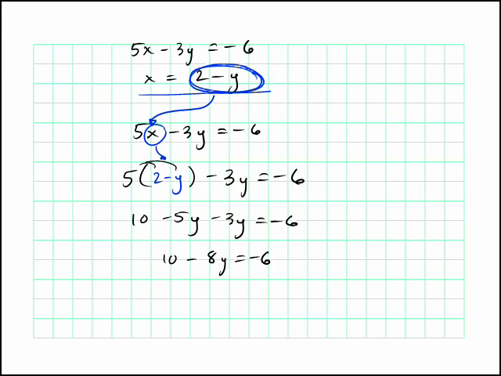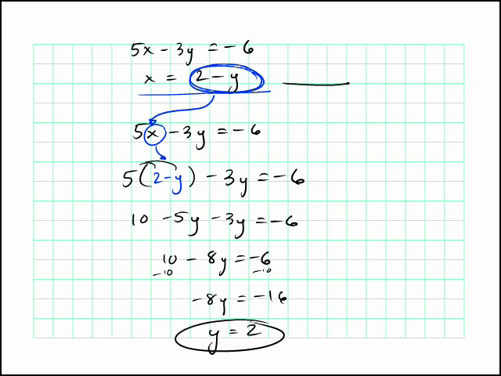Subtract 10 from both sides. Negative 8y equals negative 16. And if I did that right, I think y should be 2 here. Y equals 2. Okay, now I need x.